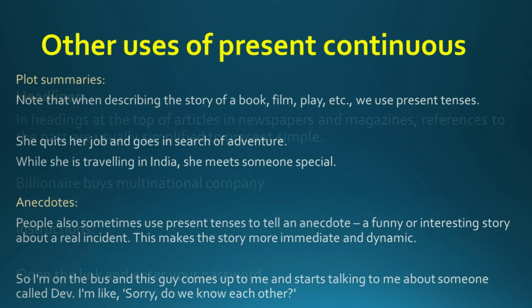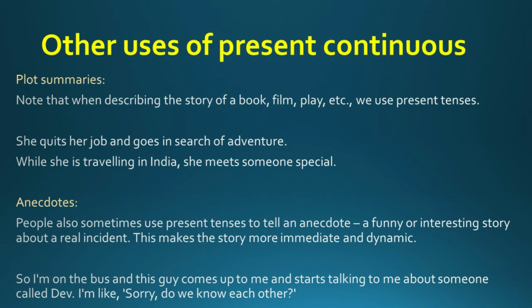Another use is plot summaries. Note that when you're describing the story of a book, film, play, etc., you have to prefer present tenses. For example, she quits her job and goes in search of adventure. While she's traveling in India, she meets someone special. So for all the plot summaries, you have to prefer present simple.